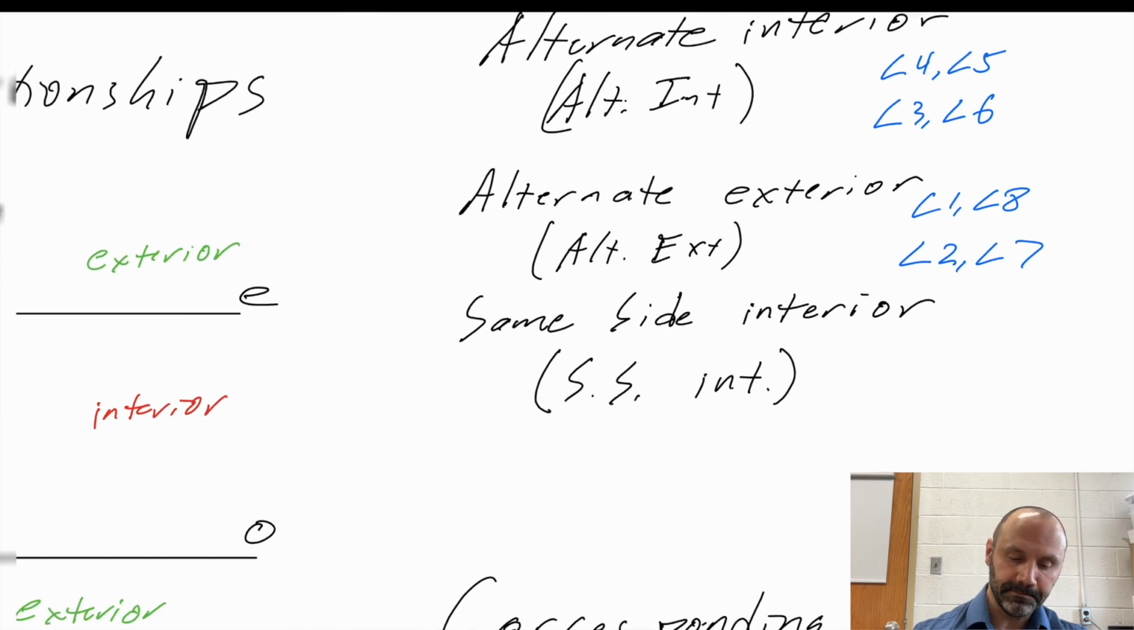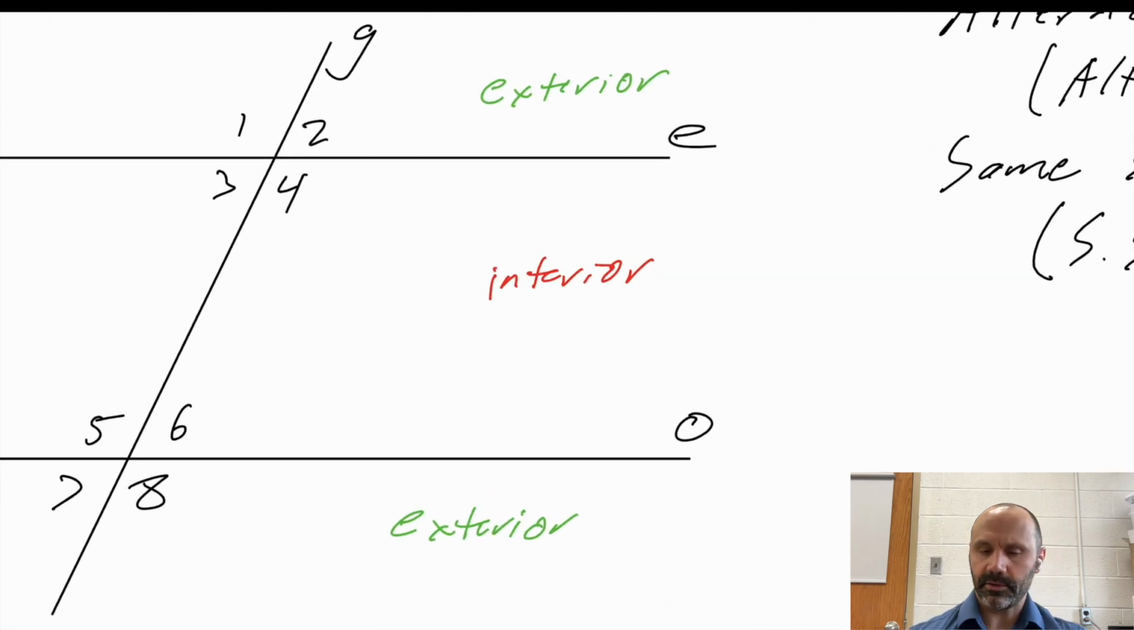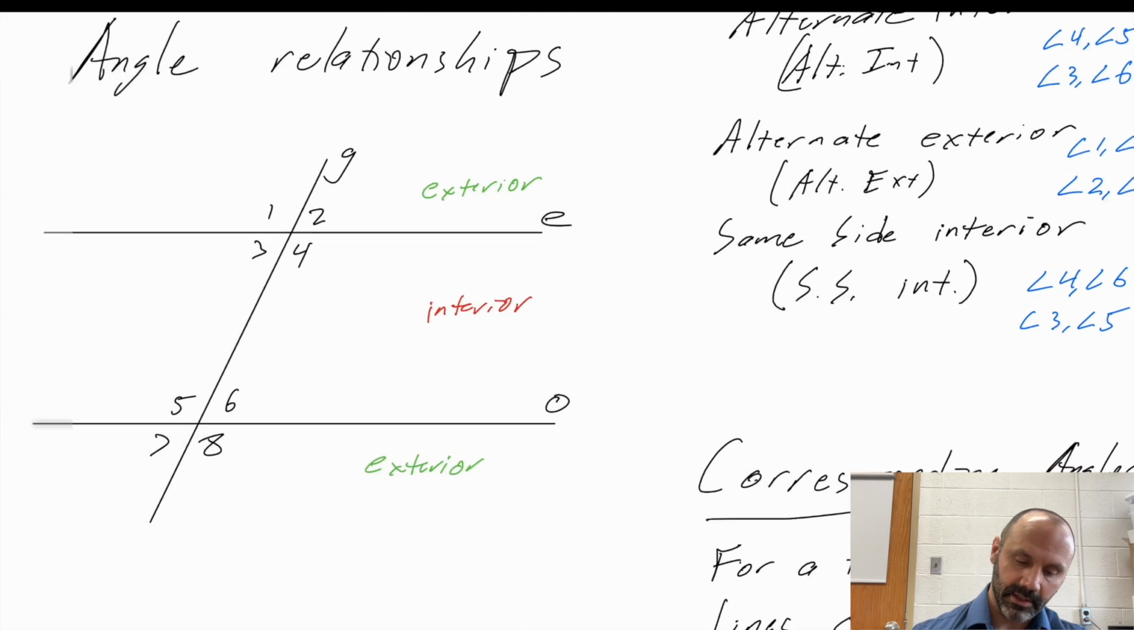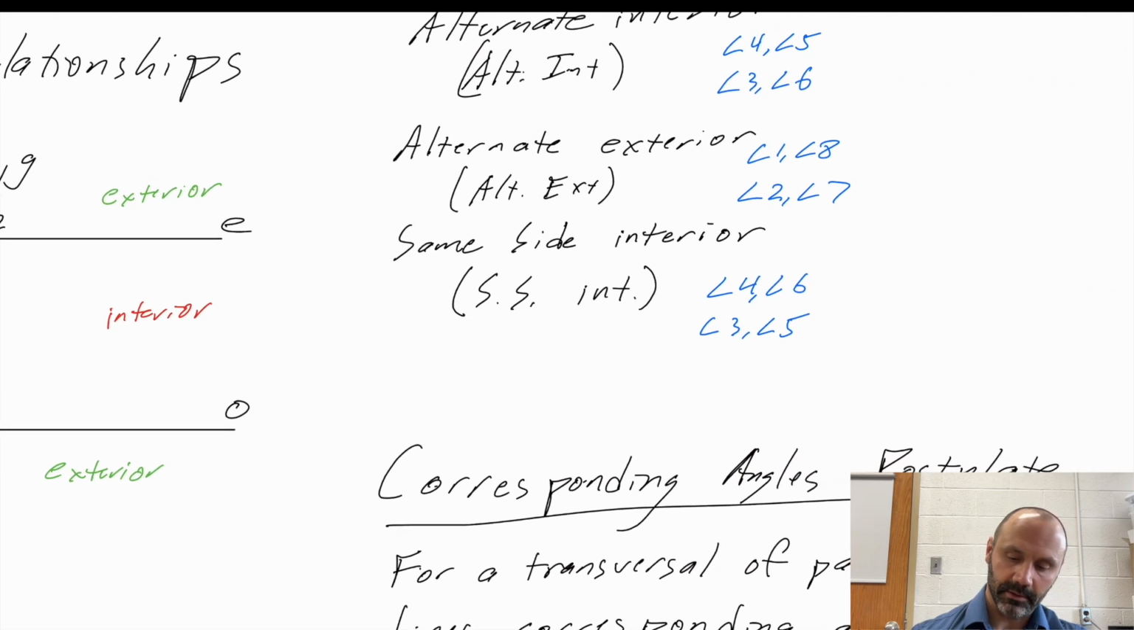Same side interior. Same side is a new expression, but interior you should be able to figure out. Same side, well, it's not alternate. They're on the same side of the transversal. So 3 and 5 are same side interior angles, and 4 and 6 are same side interior angles. So angle 4 and angle 6, and angle 3 and angle 5, those are same side interior angles.